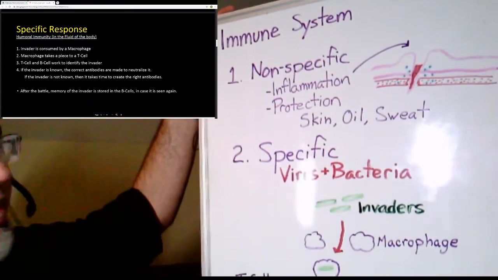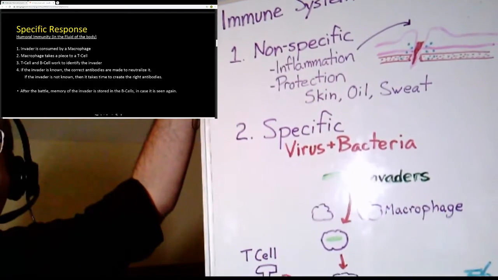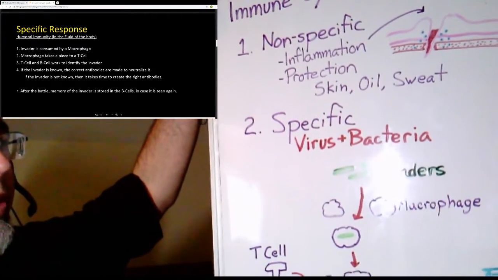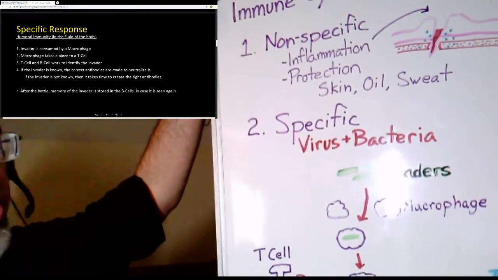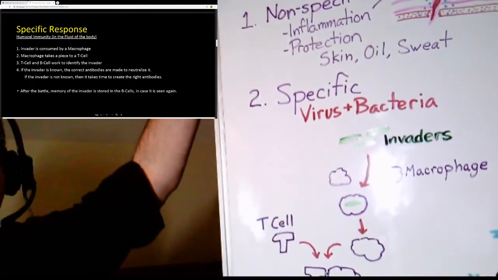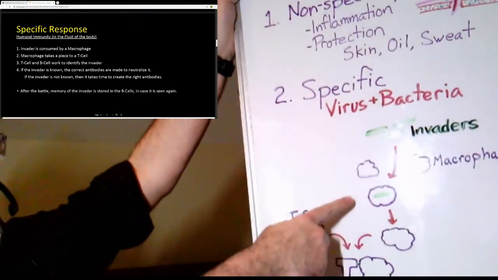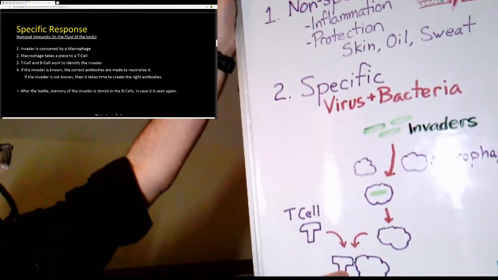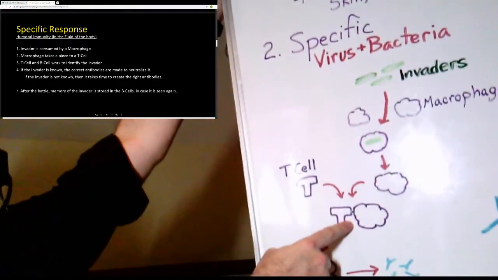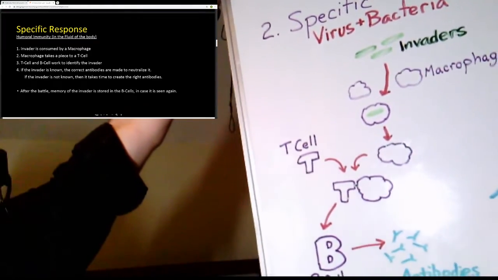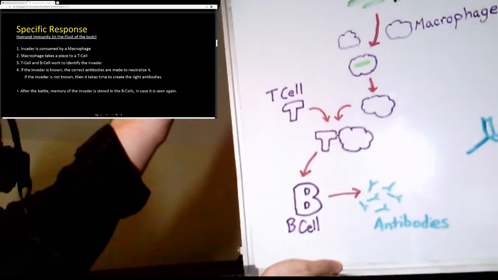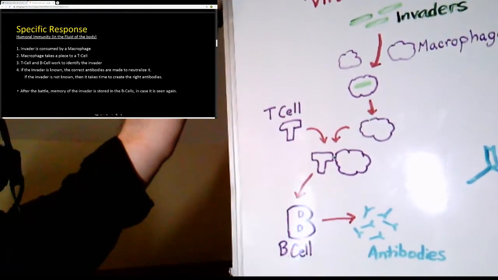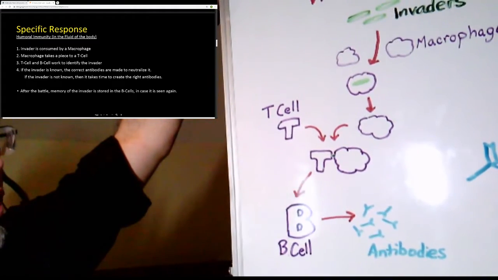Morning, Caleb. And then the specific response there, which is for virus and bacteria, the invaders, whatever they may be, one or the other, will come in. The macrophages will eat them up, which is what we see here. They will then take pieces, share it with a T cell to get it identified. The T cell will then activate our B cell. The B cell will make the antibodies, and basically millions of them will flow into your blood.